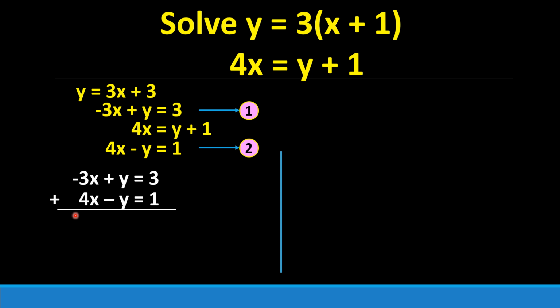Minus 3x plus 4x will be x, and plus y plus minus y, that will be just like y minus y, and the answer is 0. Then 3 plus 1 is 4. Hence x is equal to 4. Now that we have got the x value, we have to find the y value. For finding the y value, we can take either the first equation or the second equation and substitute the x value with 4. Here we are considering the second equation.